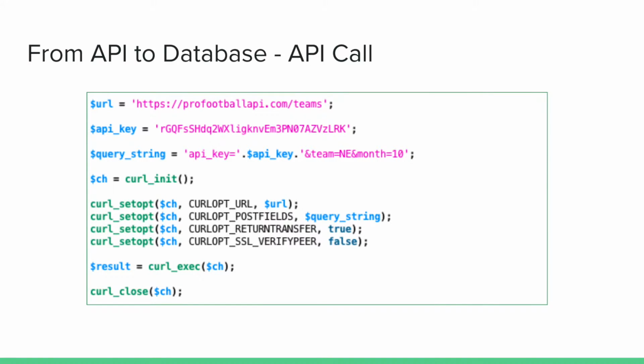Here's an example of some of our code. In this API call, we create a URL based on the parameters of the data we want to call. In this case, we want all New England Patriots games from the month of October. We then execute this URL to get an array of data.